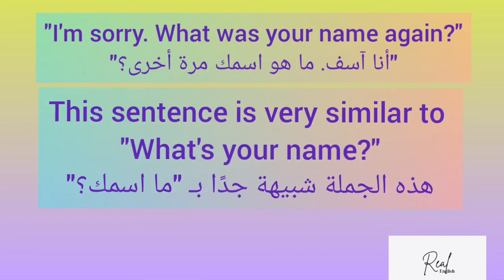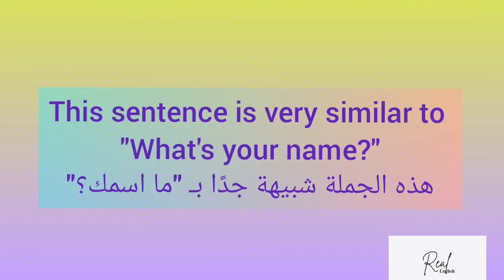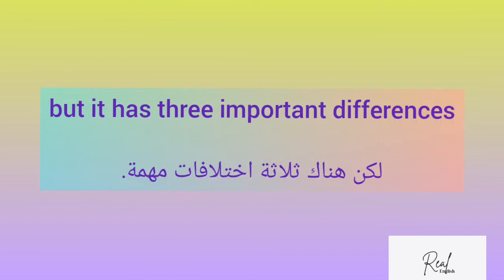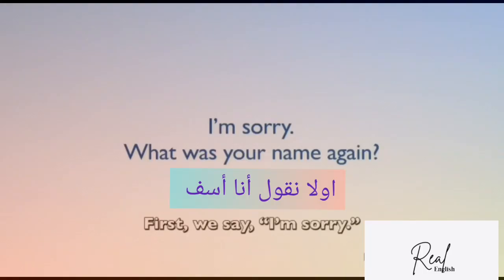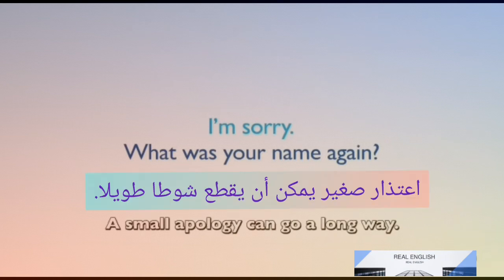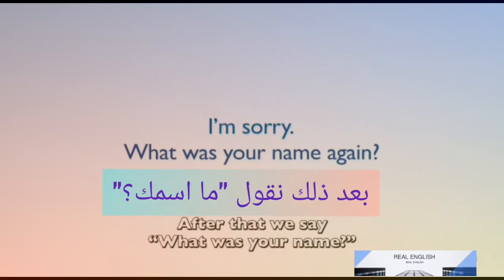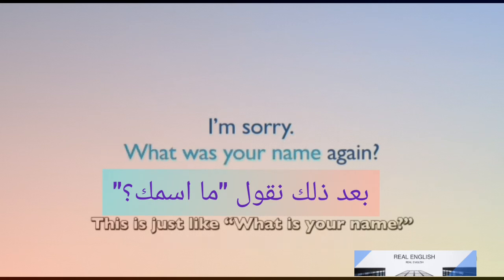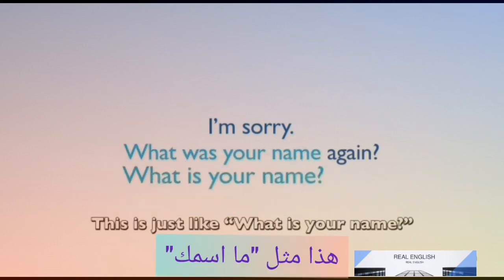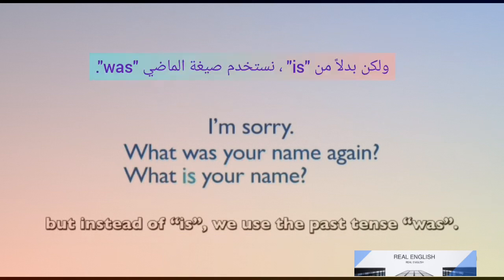This sentence is very similar to, "What's your name?" but it has 3 important differences. First, we say, "I'm sorry." A small apology can go a long way. After that, we say, "What was your name?" This is just like, "What is your name?" But instead of is, we use the past tense was.